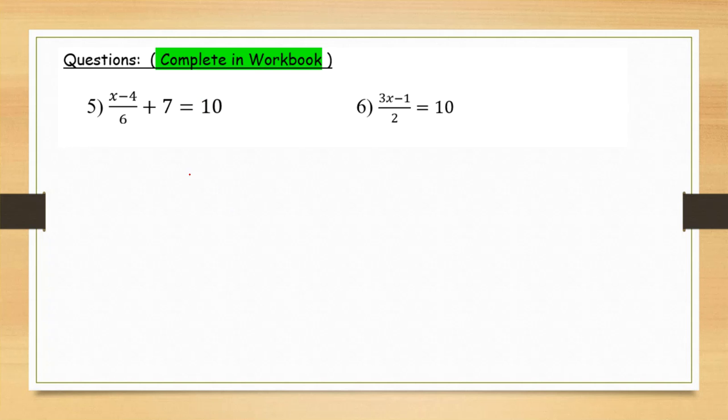These are the questions. Notice the difference. This one has plus 7. Okay, and this one doesn't have that. So times by 2 first, but take away 7 first for this one. Okay, give them a try and then check back in.